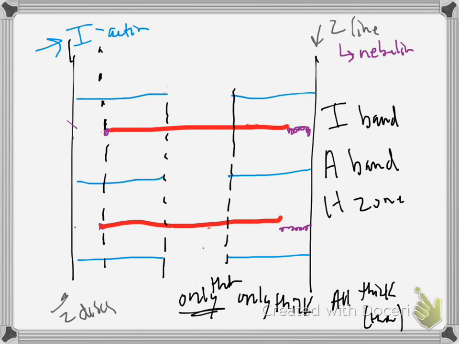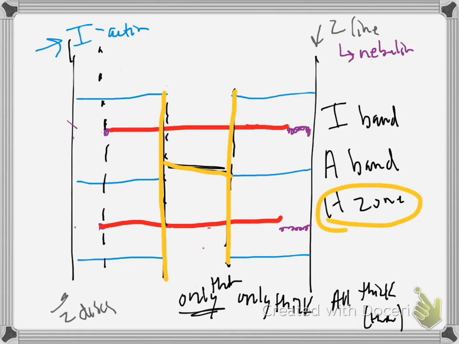And a line down, only thick. Well, if you notice, if I do that line as solid and this line as solid, what letter does this make? Maybe it'll be better if I do it in a different color, like yellow. So this and this. And I go across. What letter does that make? That's your H zone. So your only thick myofilaments is H, your only thin is I, and what else does that leave?